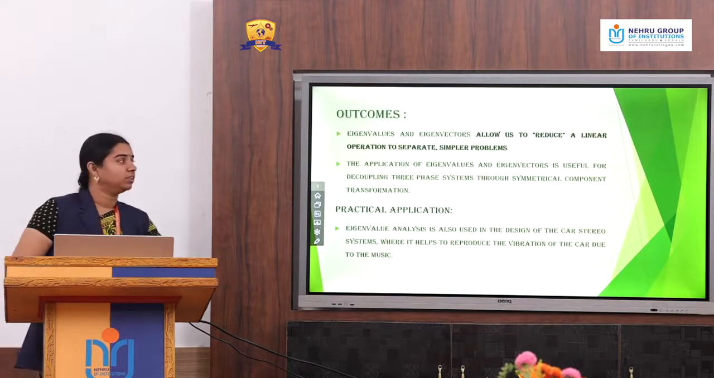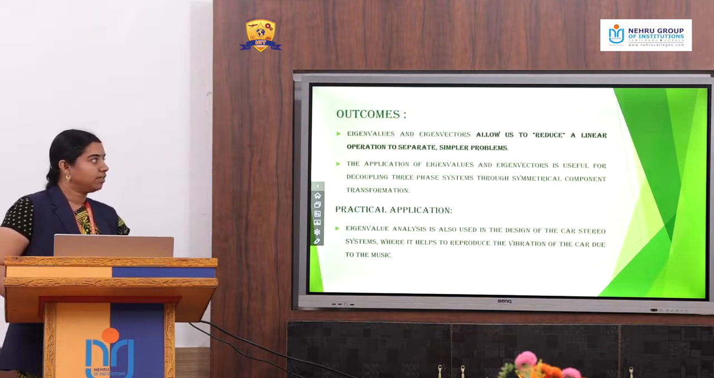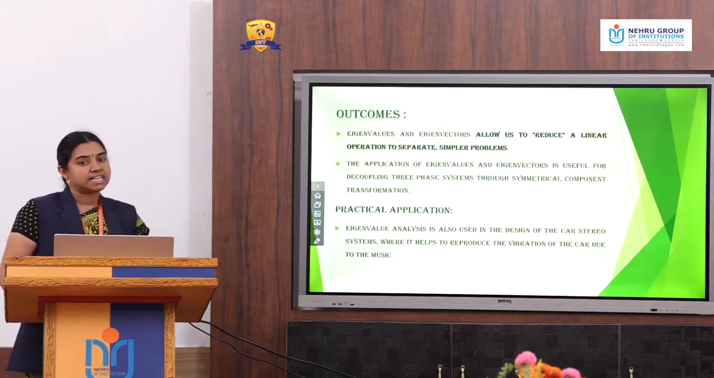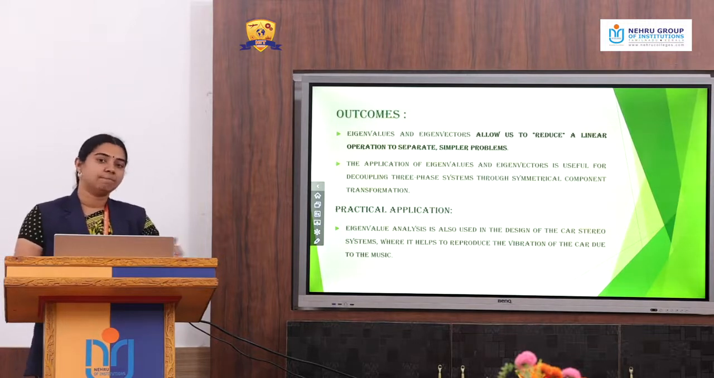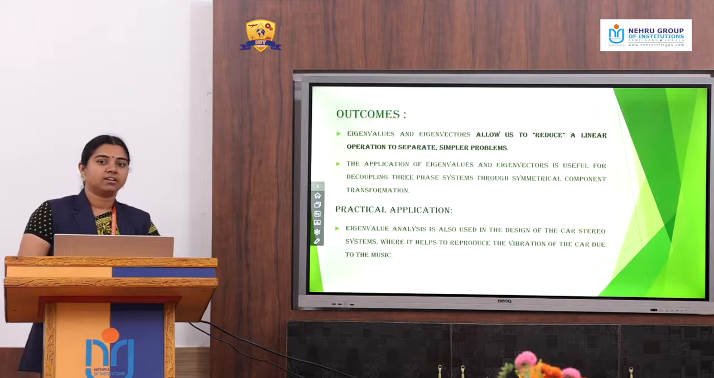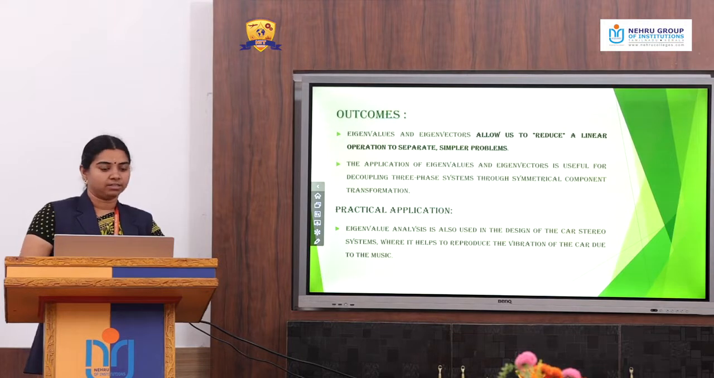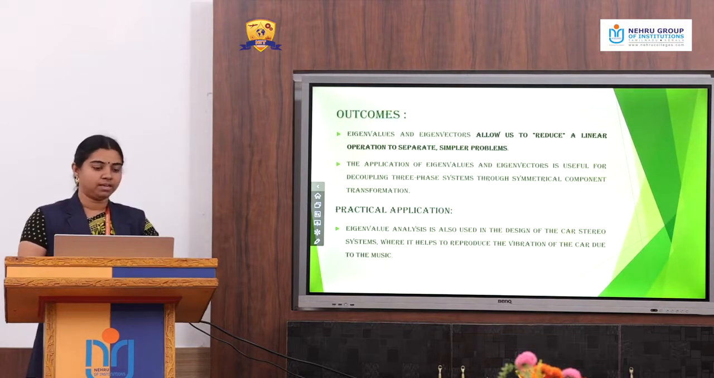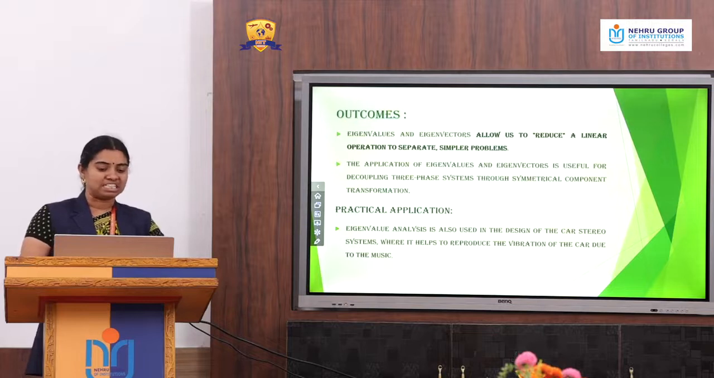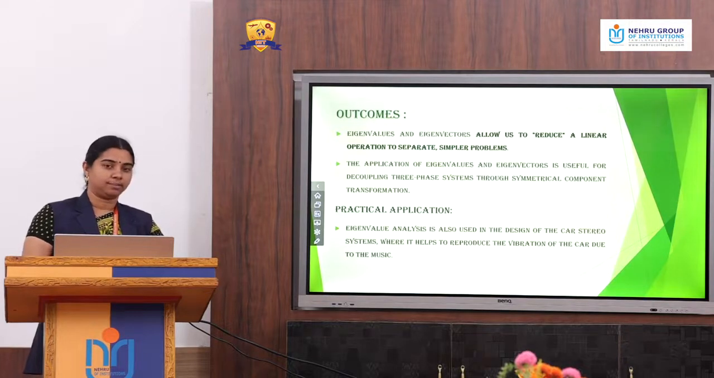So what is the outcome of the eigenvector? Eigenvalues and eigenvectors allow us to reduce a linear operation to separate simple problems. That is the main outcome of eigenvalues and eigenvectors. The next application is that they are useful for decoupling three-phase systems through symmetrical component transformation. So what is the practical application of this topic? Eigenvalue analysis is also used in the design of car stereo systems, where it helps to reduce the vibration of the car due to the music. Okay. Thank you.